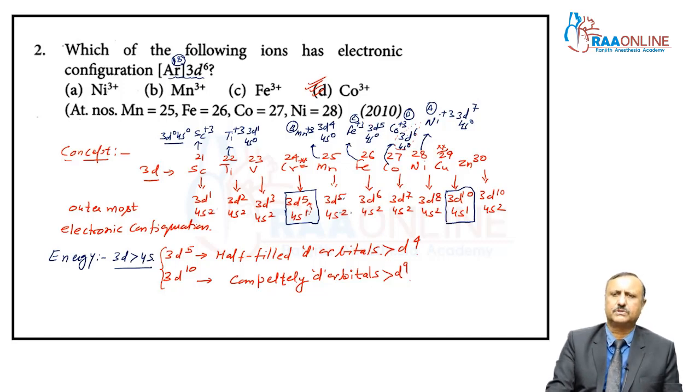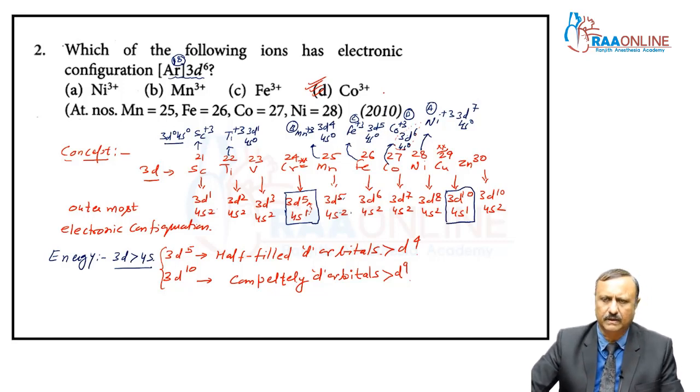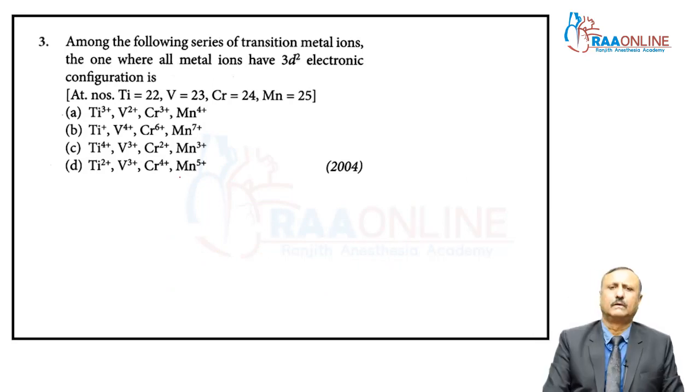So, question number 2, answer is D, and this question was also asked in the 2010 NEET exams. Now, my dear students, when we go to question number 3, it was also asked in 2004. Among the following series of transition metal ions, the one where all metal ions have 3d2 electronic configurations.